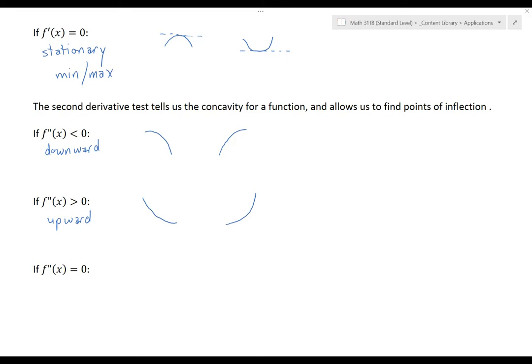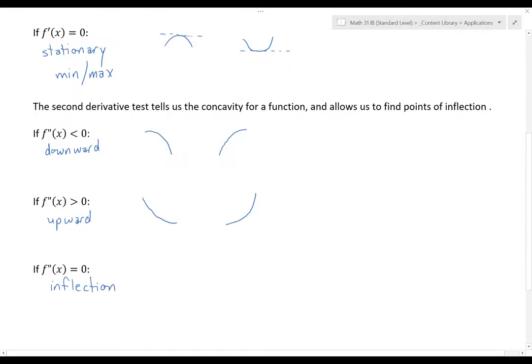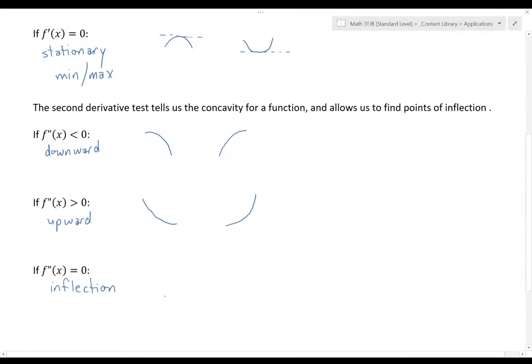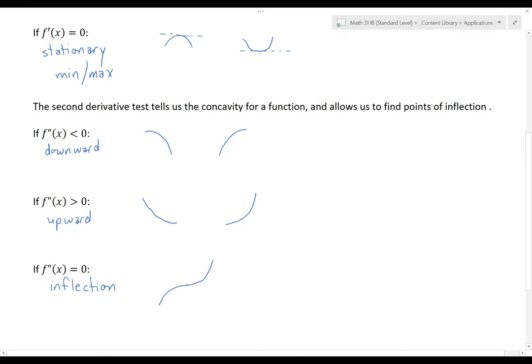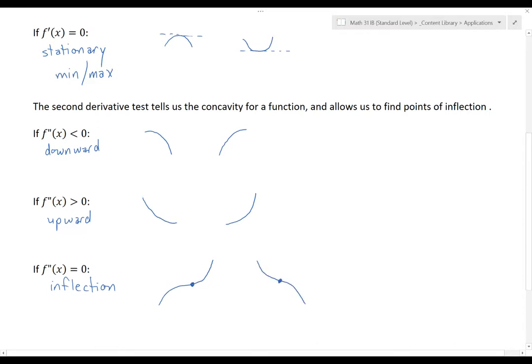And where the second derivative is 0 is where we will usually have inflection points. So it crosses from one type of concavity to the other. From, say, a downward concavity to an upward concavity, this would be an inflection point. Or from an upward concavity to a downward concavity, that could be an inflection point. So that is typically where the second derivative ends up being 0.